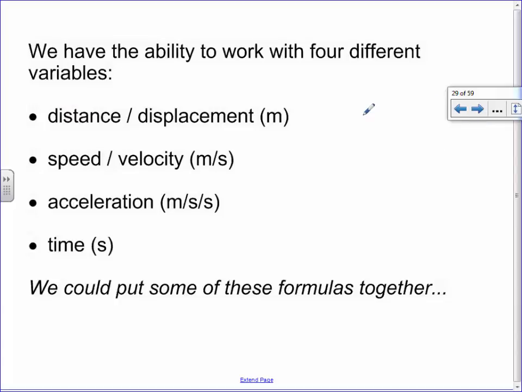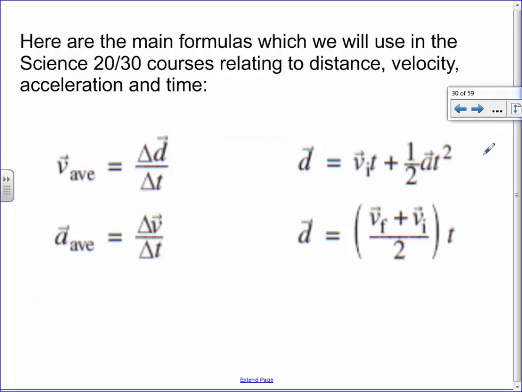Before I get to that, there's basically four main variables we can work with. We can talk about distance or displacement, speed or velocity, acceleration and time. Those are the main things we talk about. Guys, what's the difference between distance and displacement? Displacement has direction. This one right here is a vector. Same thing with velocity, it has a direction, it's a vector. Does that make sense?